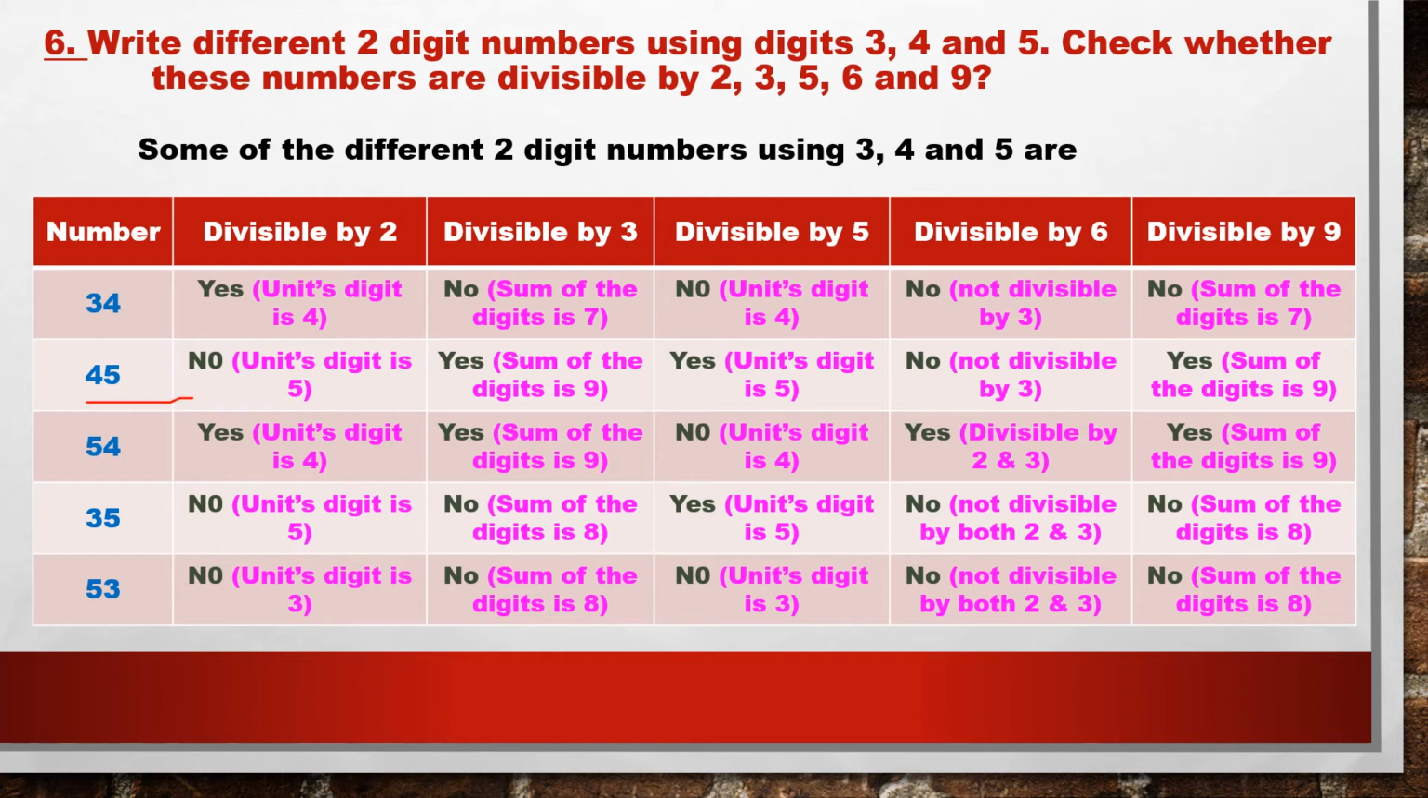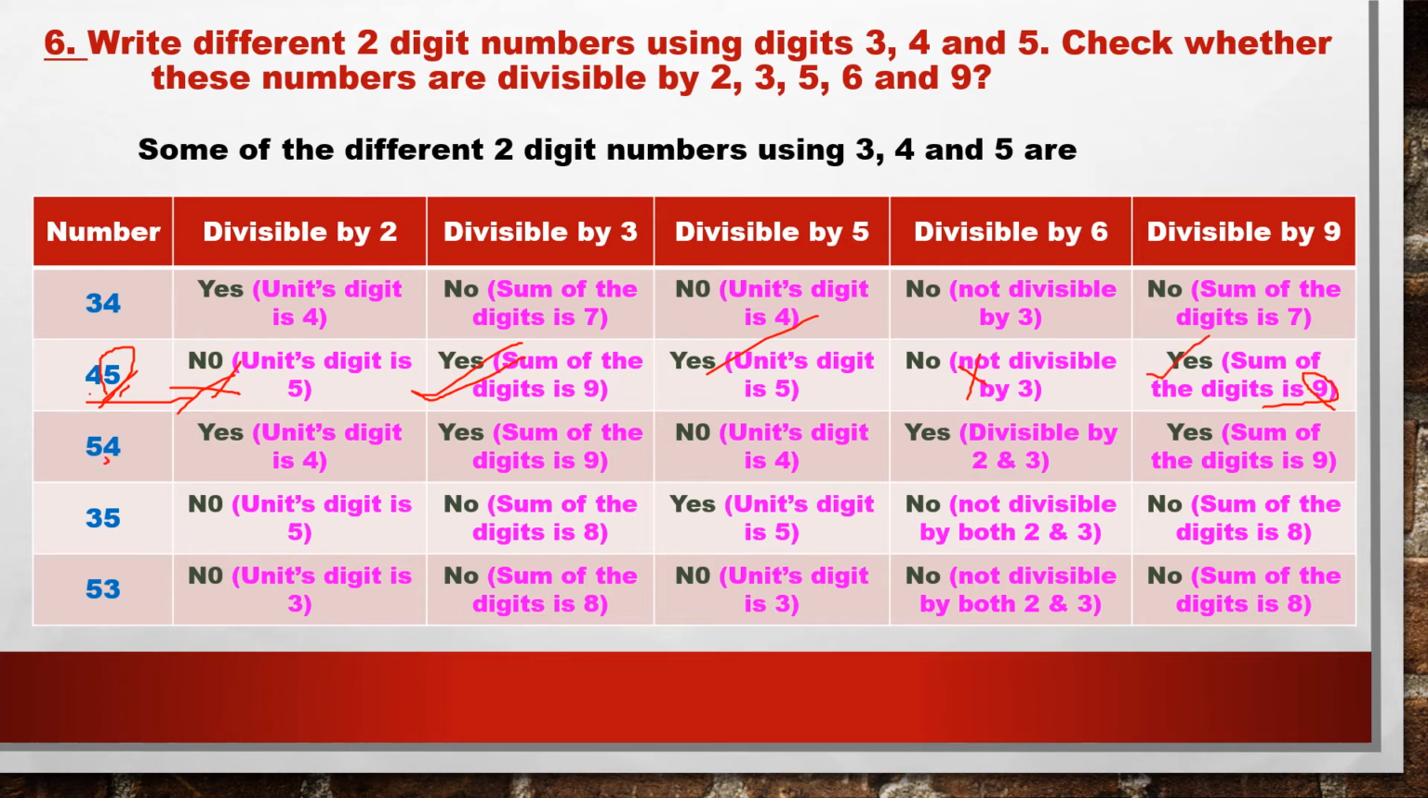So last digit 5, so not divisible. Sum of the digits 9, so it is yes. Divisible by 5 means last digit should be 5, so it is there, so it is divisible. 6 means it should be divisible by 2 and 3, but it is not divisible by 2, so it is not divisible by 6. 9 means summation should be divisible by 9. Here 9 will go in 9 table, so it will go in 9 table.